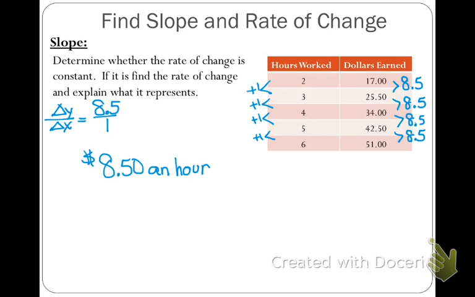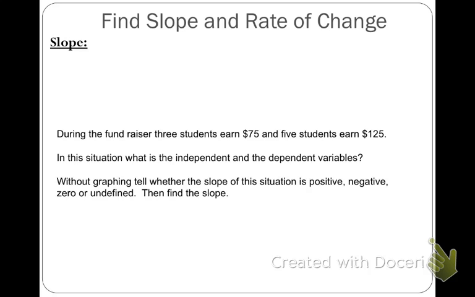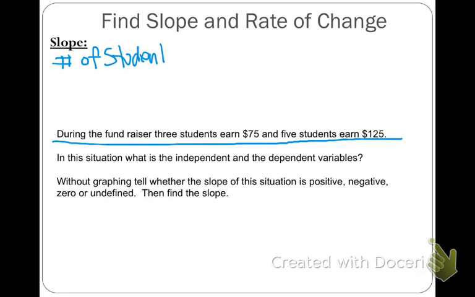Okay, now let's look at our next thing here. What if I'm given a word problem instead of a table? I don't want you to just look at a word problem and seize up. Know that you know how to do it. Okay, during the fundraiser, 3 students earned $75 and 5 students earned $125. In this situation, what are the independent and the dependent variables? Well, we've got 2 things. We've got number of students, and we have dollars earned.